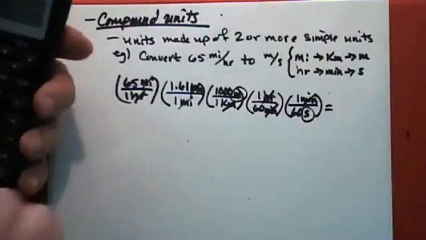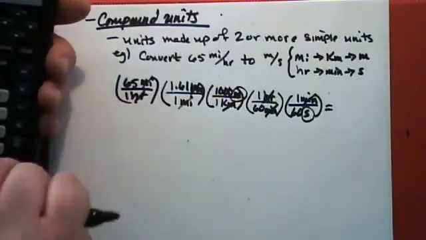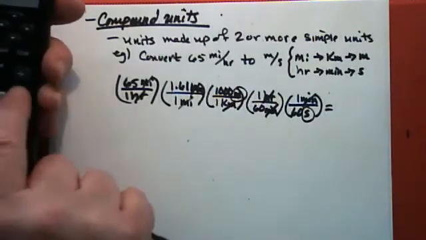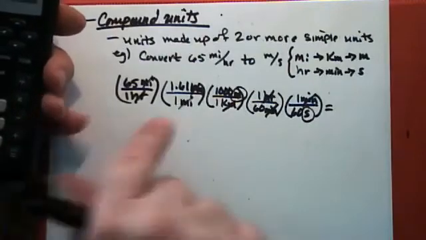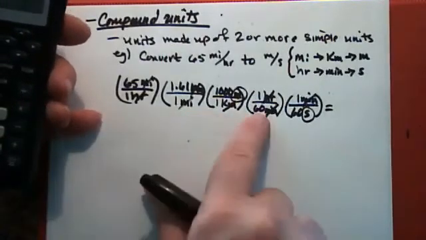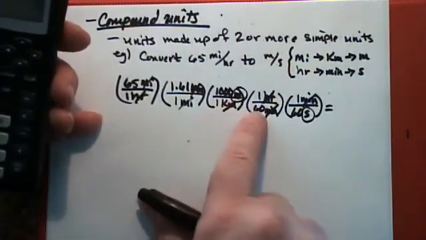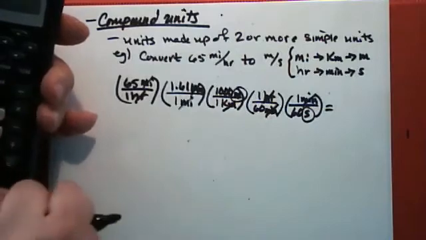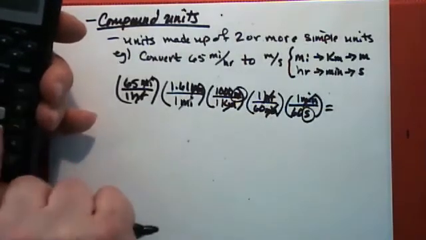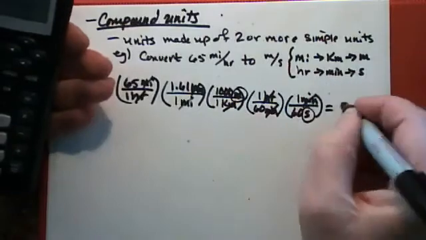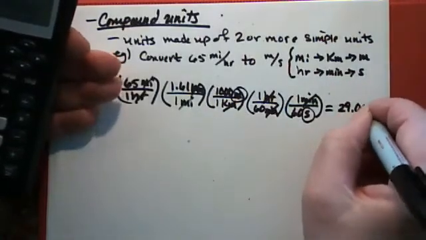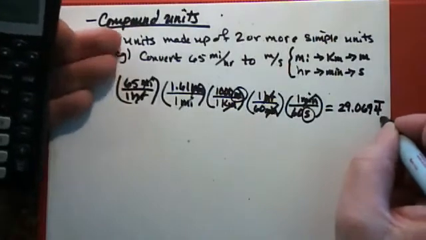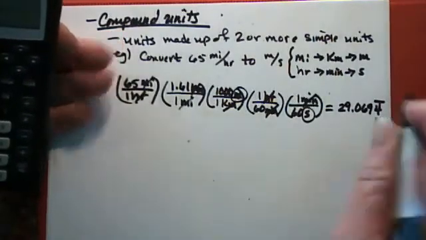And to work it out, all you have to do is take 65 times 1.61 times 1,000. You can ignore all these ones. But now you come to a number where the number other than 1 is in the denominator. So that just means that next you divide by 60, and then you divide by 60 again. And we get 29.0694, and that would be meters per second.